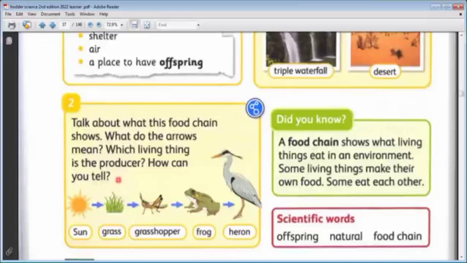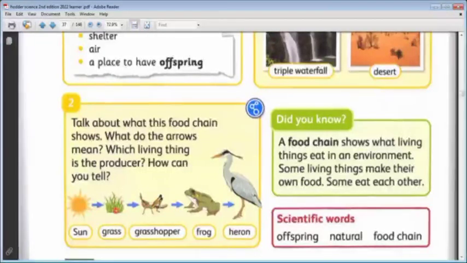Because the grasshopper eats the grass. The grass is a producer because it's eaten by the grasshopper. Any plants like the grass are named producer because... Okay, but the word producer, we call plants producers not because the grasshopper eats the grass.